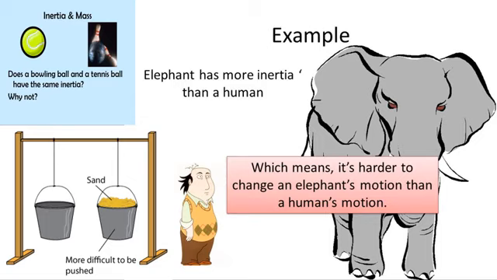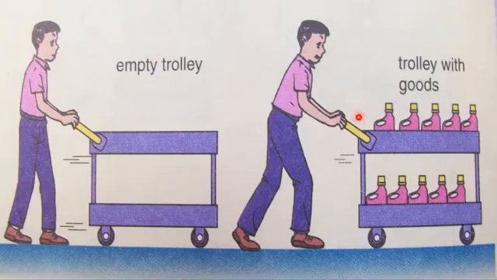You can see different examples here. If you want to push an empty bucket, it is very easy compared to pushing a bucket filled with sand. Likewise, an elephant will have more inertia than a human because an elephant has more mass. Here also you can see it is easier to push an empty trolley than a trolley with goods because this will have lesser mass, lesser inertia; more mass, more inertia.